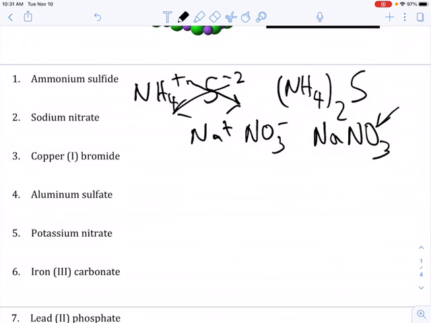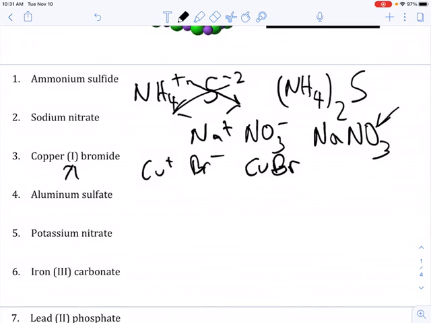example. Copper 1 bromide. Remember, our Roman numeral on the copper tells us the charge of the copper. It doesn't necessarily tell us the subscript. So copper 1 has a charge of +1. Bromide has a charge of -1, always. In this case, my substance will be CuBr. They both have a charge of +1 and -1, so those charges cancel, and we'll end up with CuBr.